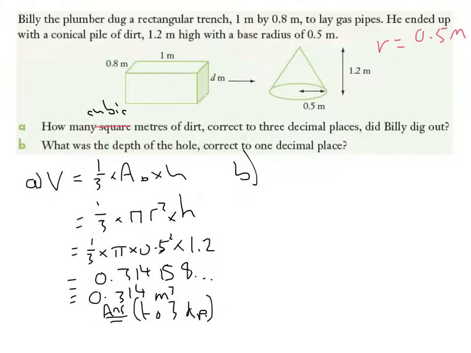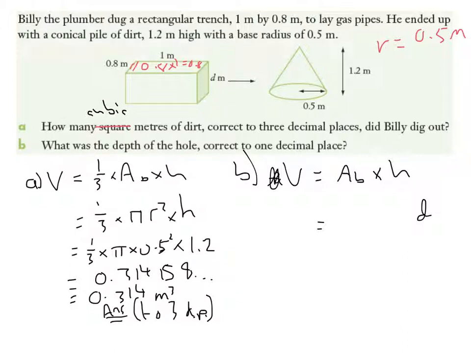What was the depth of the hole, correct to 1 decimal place? Alright, so this goes back to what we have previously done, which is algebra and equations. We know that the volume equation for a prism is area of the base times the height. Now, we don't know what the height is. We've been calling it D. The area of the base, well guys, I'm just going to do it quickly up here. So 0.8 times 1, which is 0.8. Okay, that's not too hard to get.